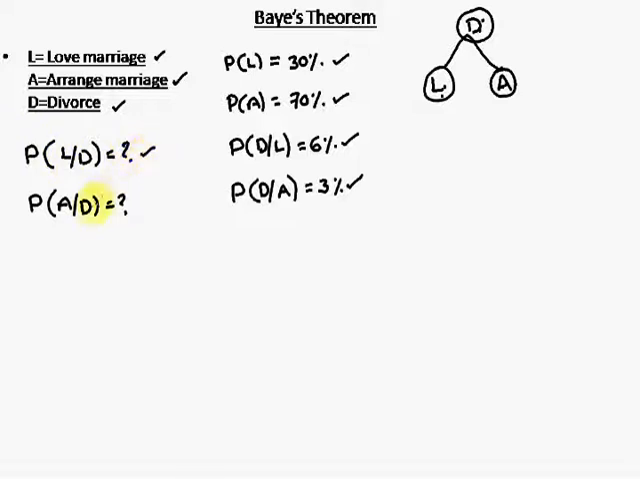What is the meaning of probability of A given D occurs? In a society, if you choose a person and the person is divorced, then what is the probability that he has an arranged marriage? This is probability of A given D occurs. So first D should occur here, and here also D should occur. In this one L should occur, in this one A should occur.